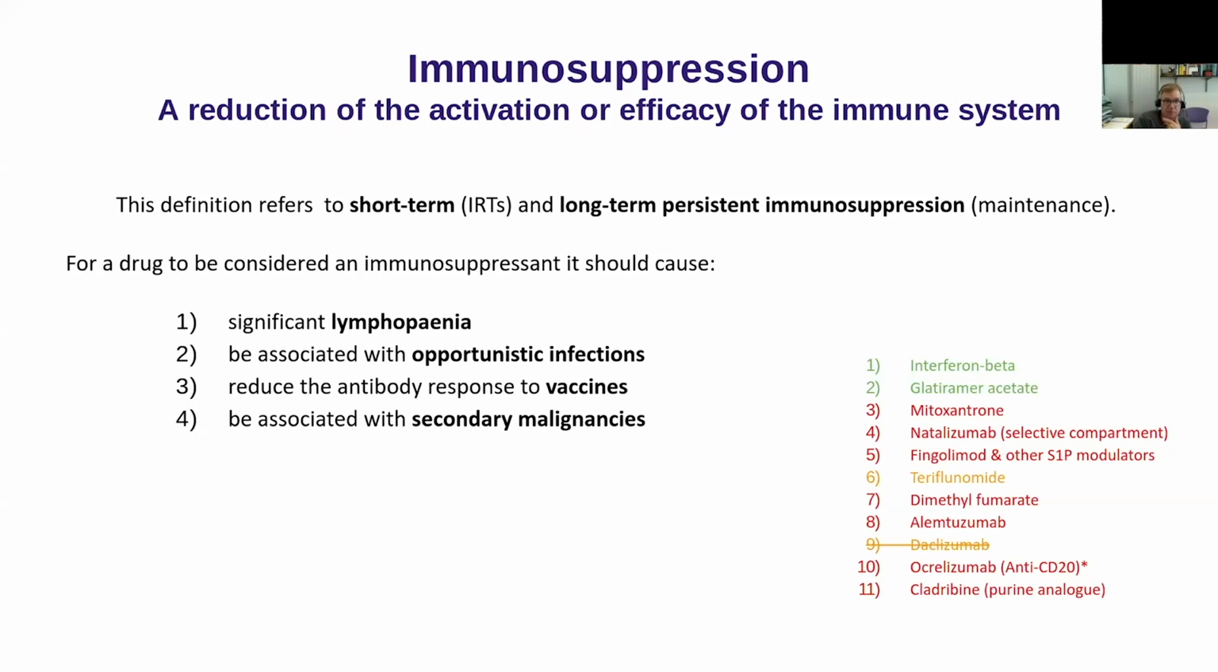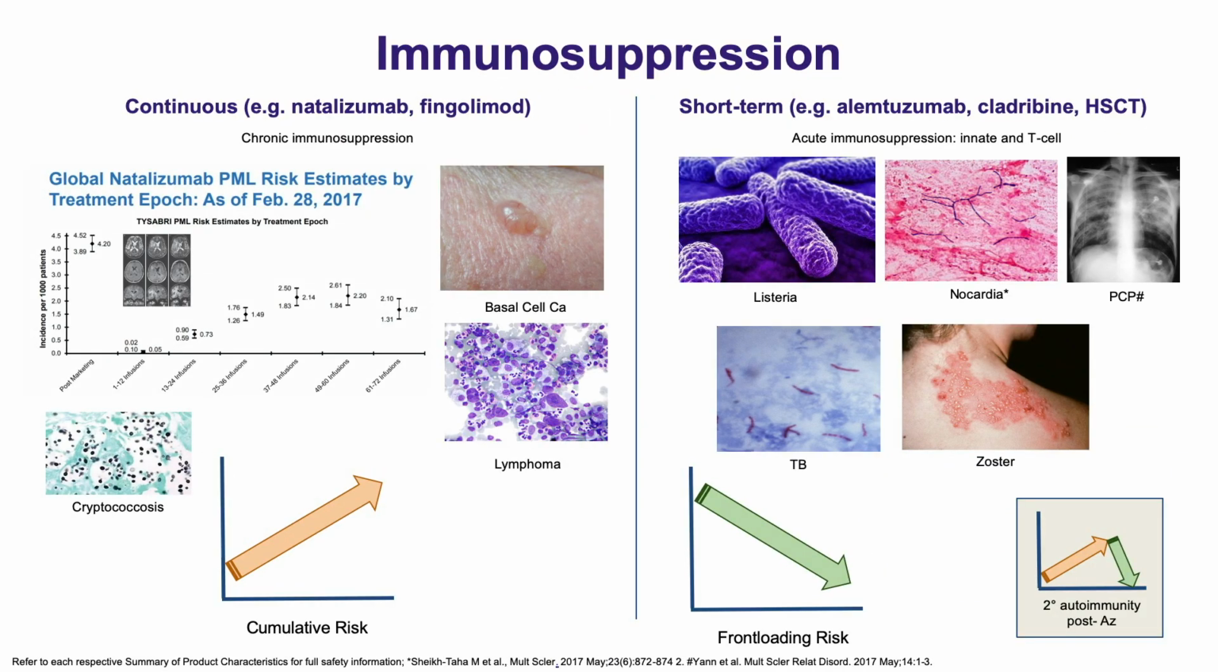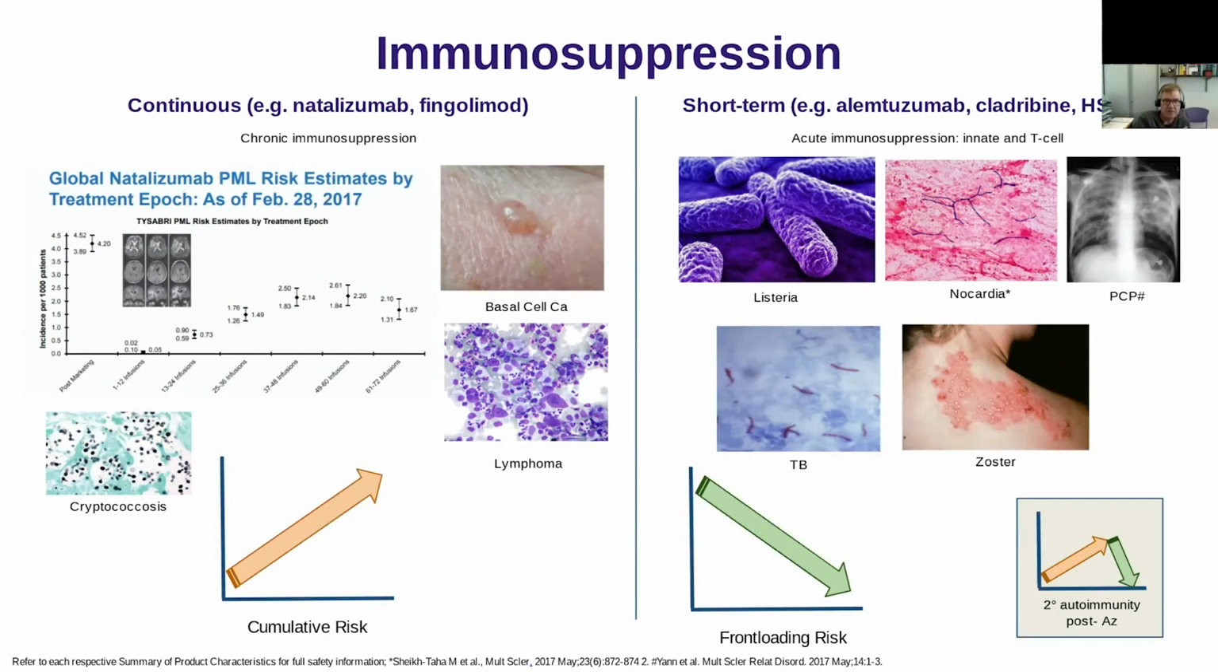And again, sometimes opportunistic infections don't emerge until after the therapy is licensed and more patients are treated. But the regulatory authorities would label something as being immunosuppressive just based on a significant lymphopenia. This is an illustration to get across the message that if you've got persistent immunosuppression, the risks go up with time. So things like skin malignancies, basal cell carcinoma, squamous carcinoma, lymphomas, and cryptococcal infection will emerge with time.